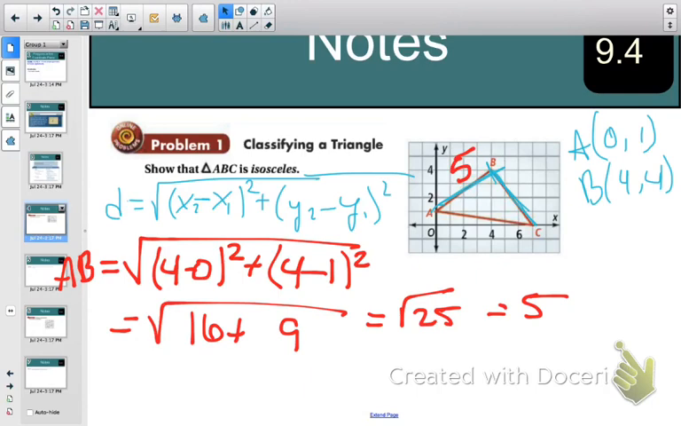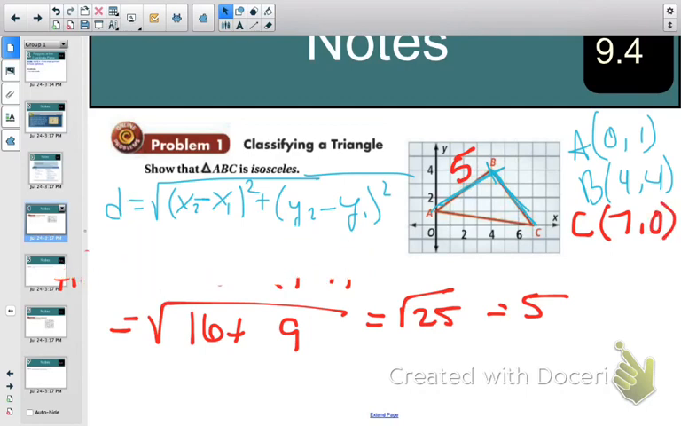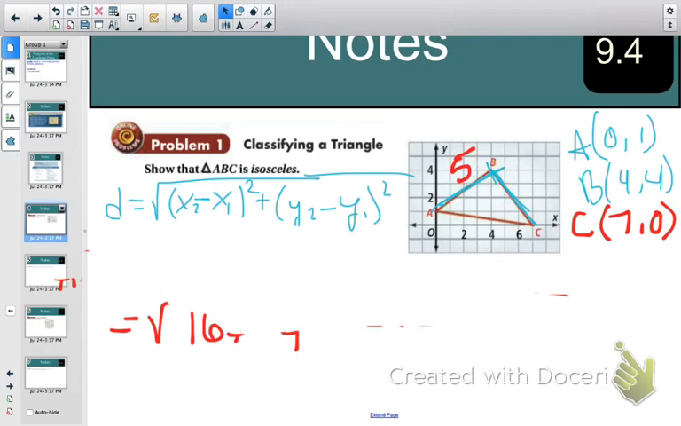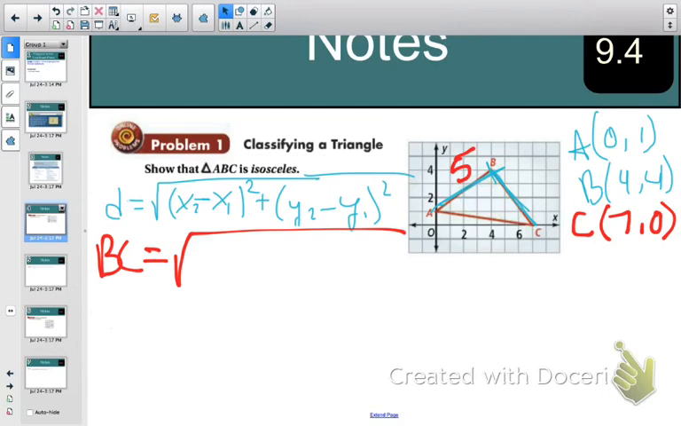So if I go from B to C now, C is at 7, 0. So now I just need to plug in B and C instead of A and B. Okay, so we have BC equals square root, my two x's are 7 and 4, so 7 minus 4 squared plus 0 minus 4 squared.